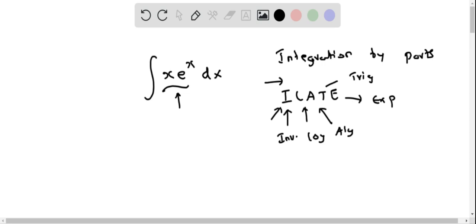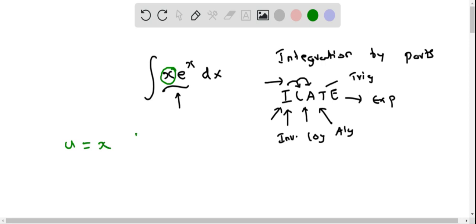So let's look out for any inverse function over here. We do not have any inverse function. We then move on to the next letter, which is L. If we see any logarithmic function, we consider that as u. We don't have any logarithmic function. So then we move on to the next one, that is algebraic. Clearly, we have this x, which is the algebraic function. So therefore, we consider u equals x.